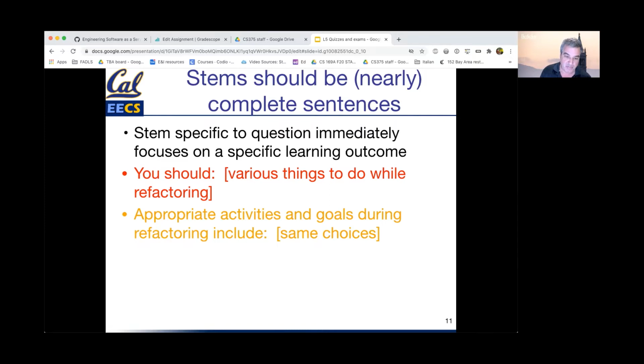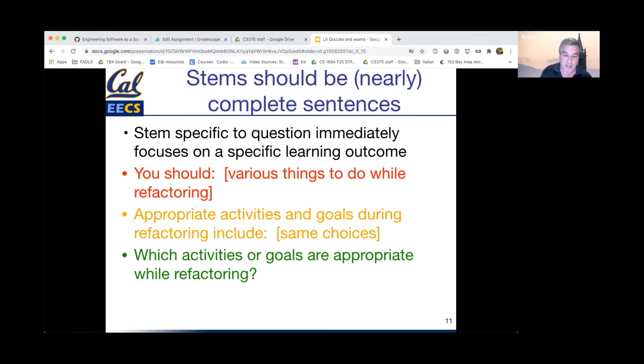the same choices. But an even better stem, in my opinion, is to just write a complete sentence, which has less cognitive load for the student than finishing the incomplete sentence, and just write which activities or goals are appropriate while refactoring, and you can still have the same choices. So again, it gets right to the point. It makes clear what the question is about, namely refactoring, and it's in the form of a complete sentence, which your brain is sort of naturally primed to be able to parse and interpret very quickly.